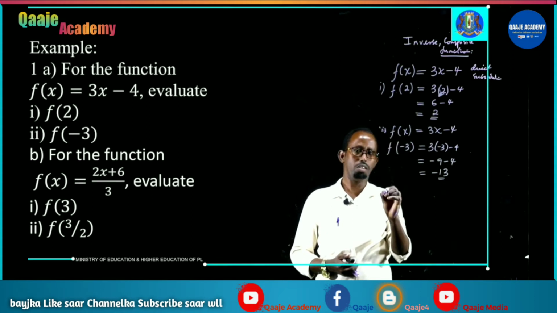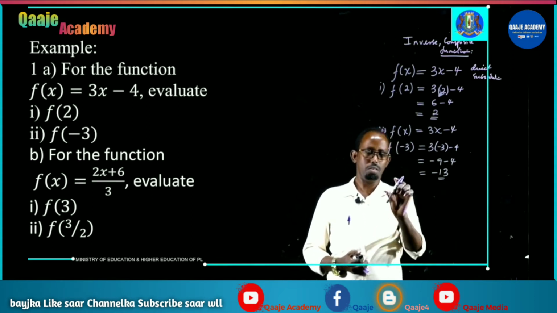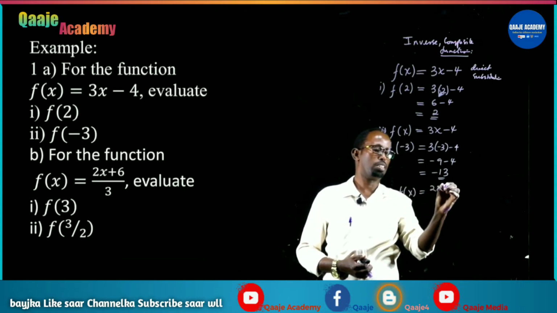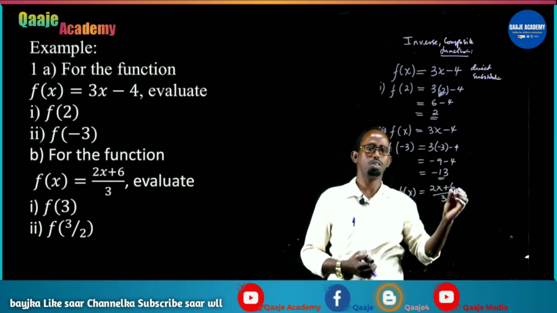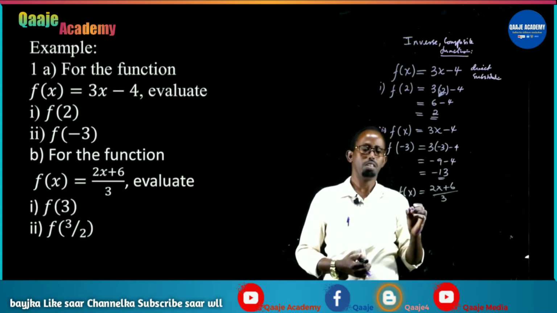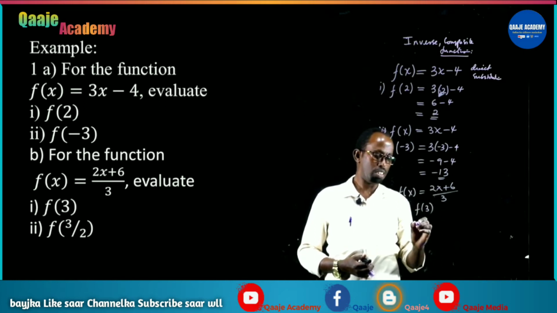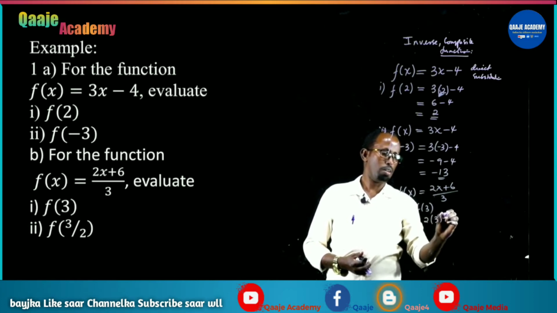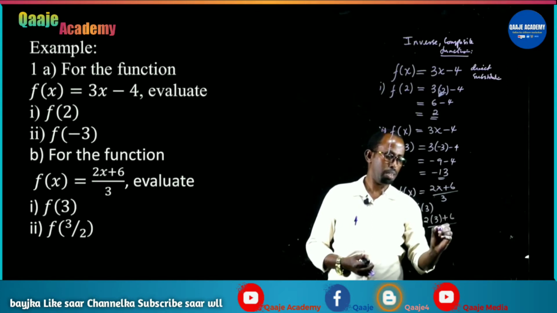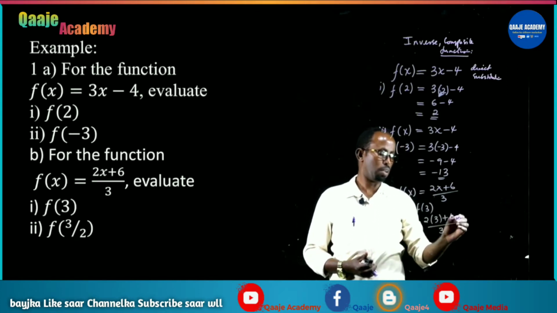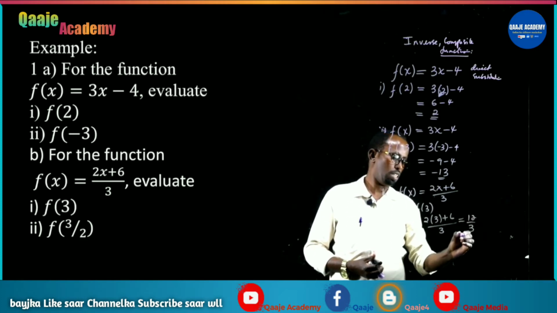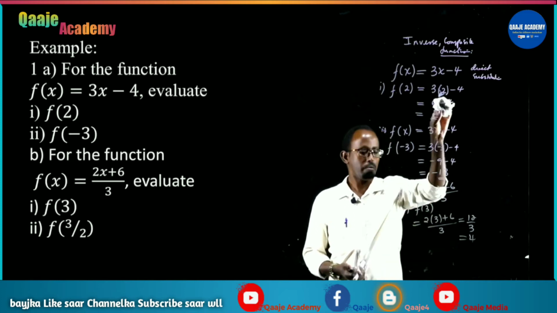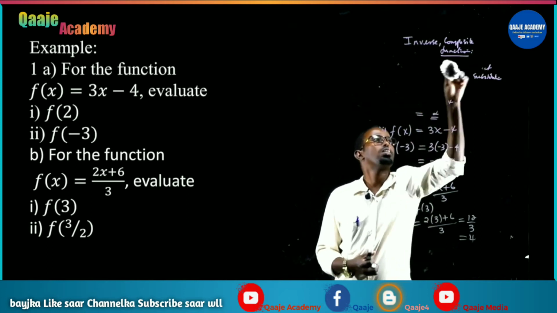Now for B, we have f of x is equal to 2x plus 6 divided by 3. And then you're told to evaluate f3. We do the same way. We substitute: 2 bracket 3 plus 6 divided by 3. You get 6 plus 6, 12 divided by 3, and then the answer will be equal to 4. So that is example B, Roman 1.